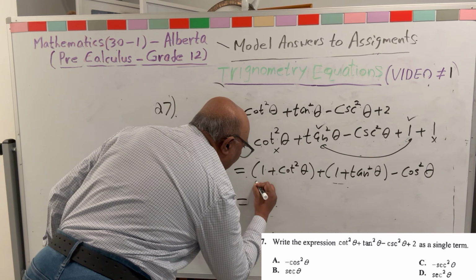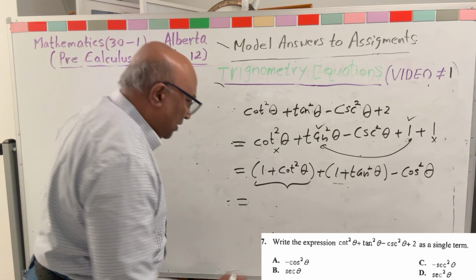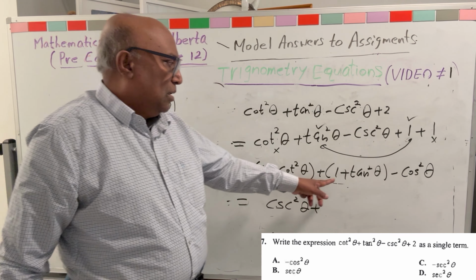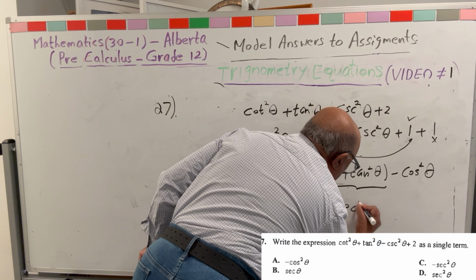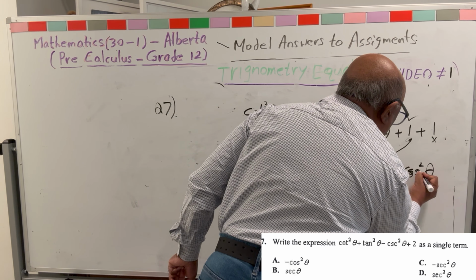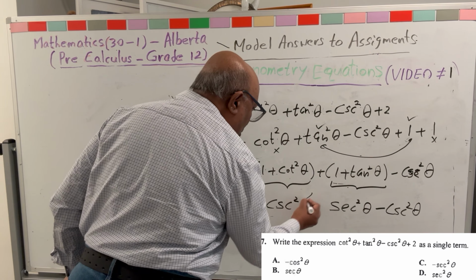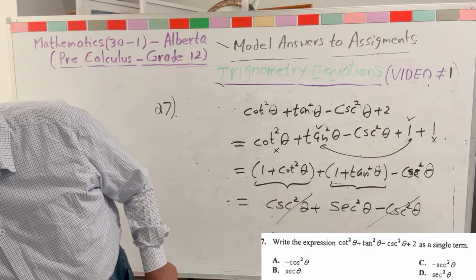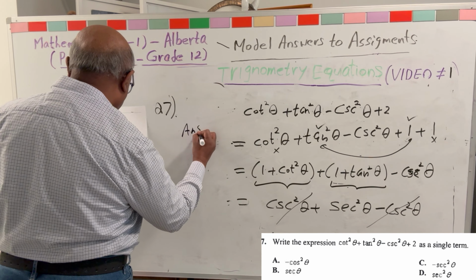Now what's the answer? From the Pythagorean identity we know 1 plus cot square theta equals cosecant square theta. 1 plus tan square theta is equal to secant square theta, minus cosecant square theta. Now these two terms cancel. You remain with only secant square theta. That means the answer is option D.